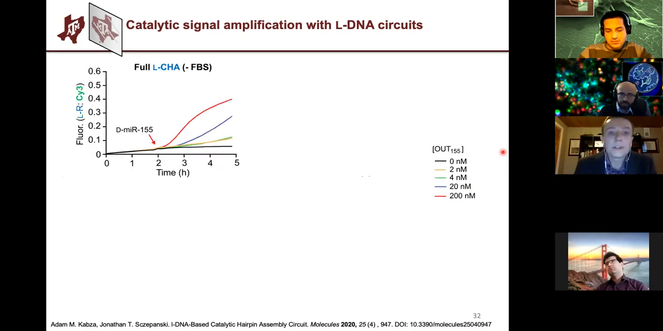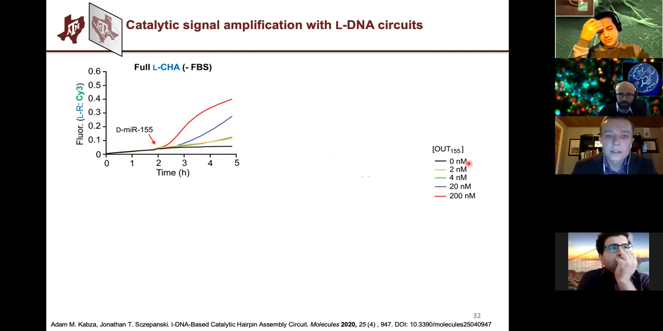And so we did this reaction in a lot of different contexts. First, we just showed that the full LCHA works with a D input. In this case, I have incubated the circuit for 2 hours with no input, just to show that there is not a tremendous amount of leak. And then at the 2-hour mark, I initiated the CHA by spiking it with this D microRNA 155. The different line colors correspond to different concentrations of input of D mir-155.